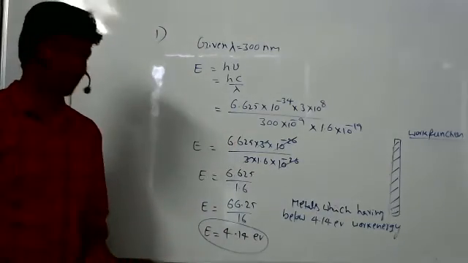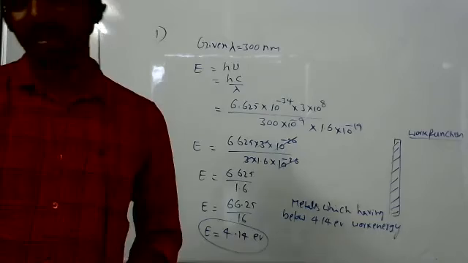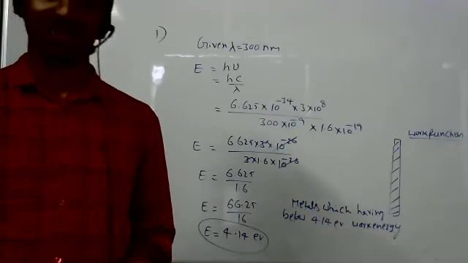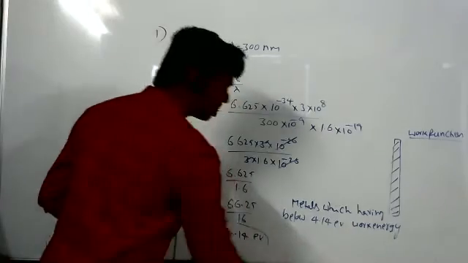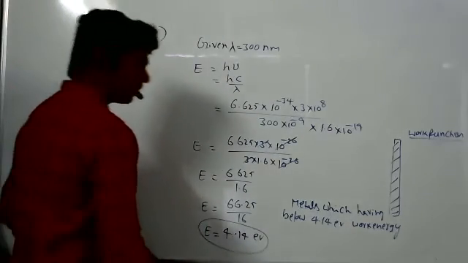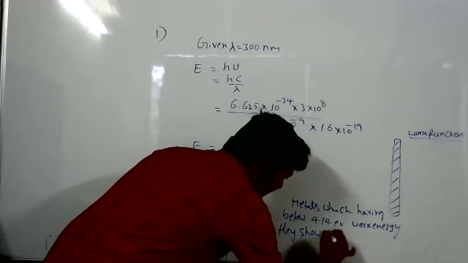Sir, I have a doubt. What if the metal has exactly 4.14 electron volt? It can show the photoelectric effect. Okay. So metals which have below 4.14 electron volt work function show the photoelectric effect.